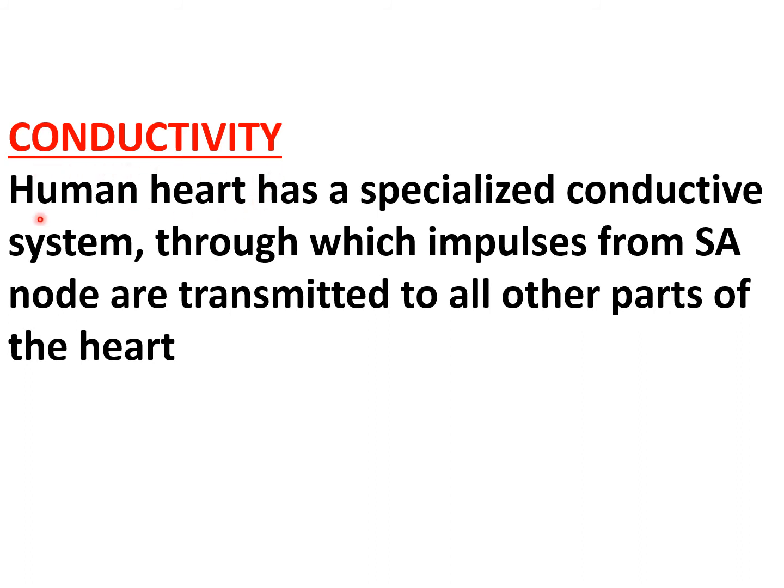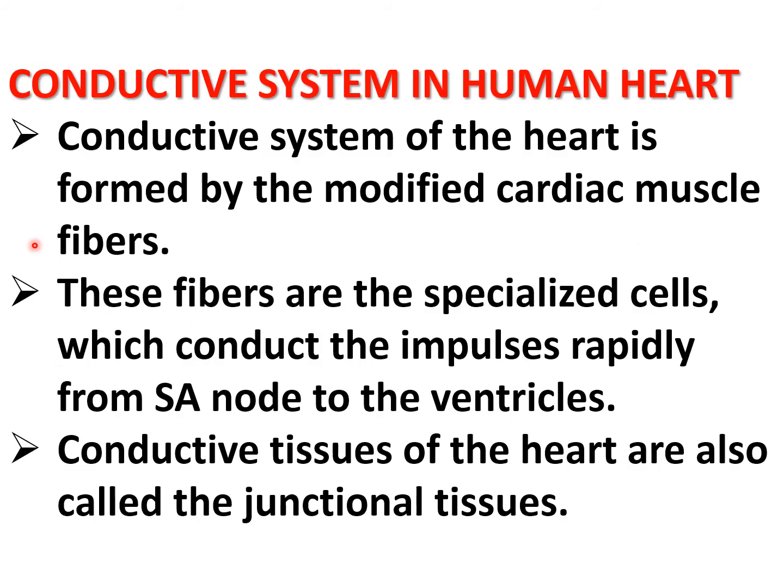Then, conductivity. The human heart has a specialized conductive system through which the impulses from the SA node are transmitted to all other parts of the heart. The conductive system of the heart is formed by modified cardiac muscle fibers. These fibers are specialized cells which conduct the impulse rapidly from the SA node to the ventricles. The conductive tissues of the heart are also known as junctional tissues.